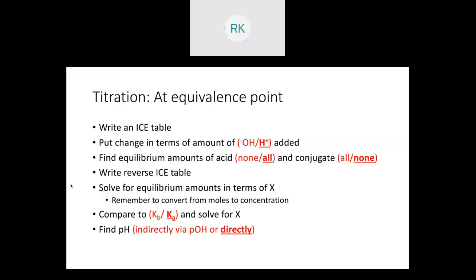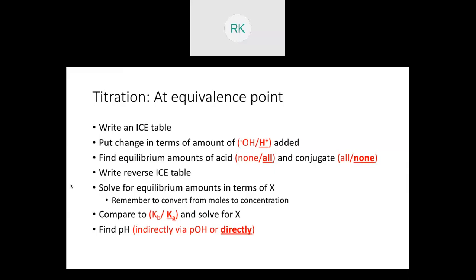Okay. Then we're going to find the equilibrium amounts of acid, which should be all acid, right? When we find the equilibrium amounts, we should have all of the moles converted to NH4 plus, and the conjugate base should have none, right? We should have 0 ammonia left. You'll see that when we get to the ice table. Then you'll write a reverse ice table. So we're going to write it in terms of our conjugate acid, or ammonium, for our reverse ice table, which again you'll see. Then we'll solve for equilibrium amounts in terms of X, right?